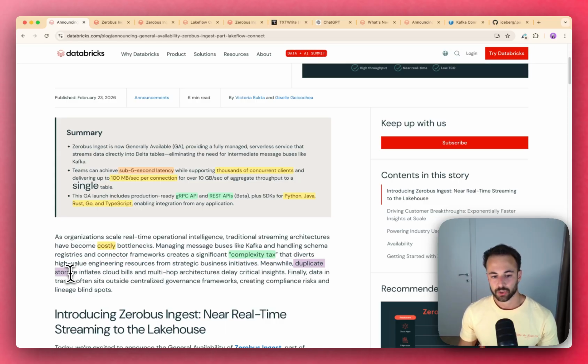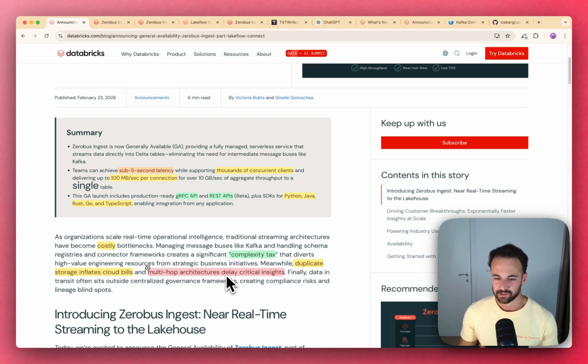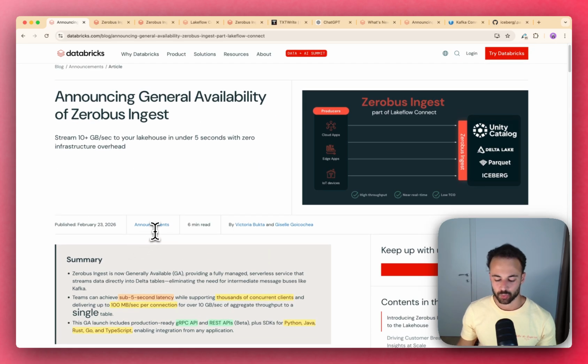And then they say that duplicate storage inflates cloud bills and multi-hop architectures delay critical insights. Now, I think this is complete bullshit. This multi-hop architecture delaying critical insights, I mean, you're saying basically that because you have multiple hops from the producer to Kafka to connector to your lakehouse, it's delaying critical insights, but then you say your latency is sub 5 milliseconds. I know very well that proxy architectures actually don't delay latency by more than single-digit milliseconds. So I think this is complete bullshit. And here we're talking about something on the order of 5,000 milliseconds. So this is just incorrect. But duplicate storage does inflate cloud bills, and that's true. To what extent is the real question here that we want to answer?